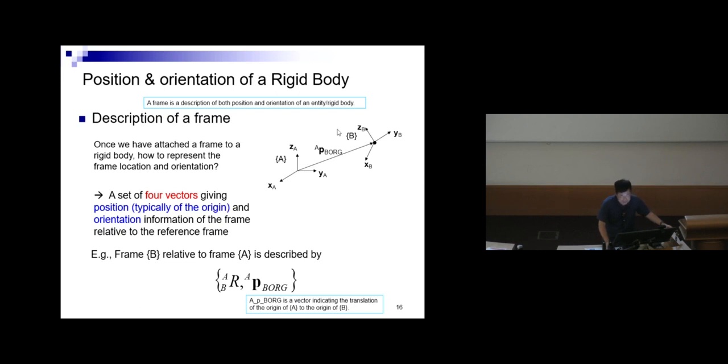So this frame B is relative to frame A, and it will be described by this transformation. You have your ABR, the rotation matrix that we went through just now. And then we have this APB origin, which is a translation vector. The rotation matrix comprises 3 vectors, and then you have this translation vector, which is another single vector. So altogether you have 4 vectors. Okay?